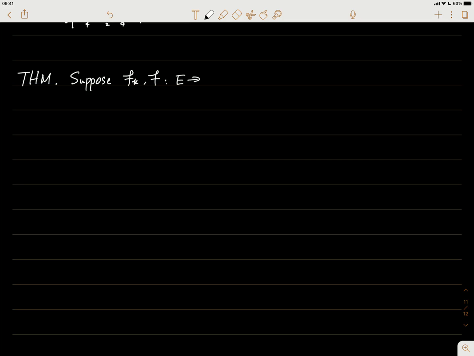So first of all, standard setup: f_k and f are functions defined over E. The measure of E is finite. Oh, by the way, I shouldn't say that E is bounded. The measure being finite is weaker than boundedness. If E is a bounded set, then the measure must be finite. But E may not be bounded and can still have finite measure. For example, the rational numbers or all the integers are unbounded, but their measure is just 0. So the only requirement is that the measure be finite.